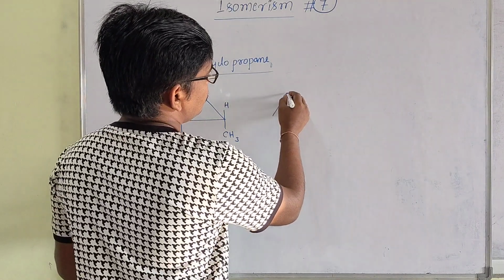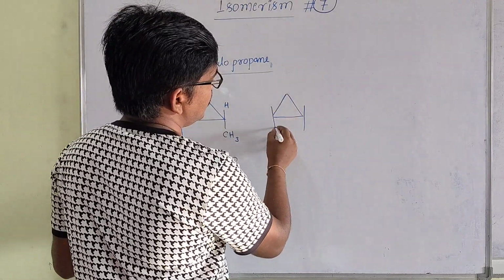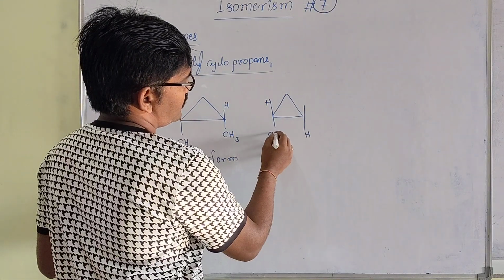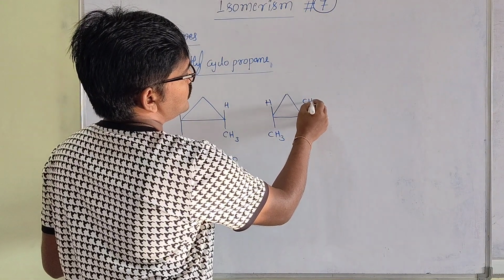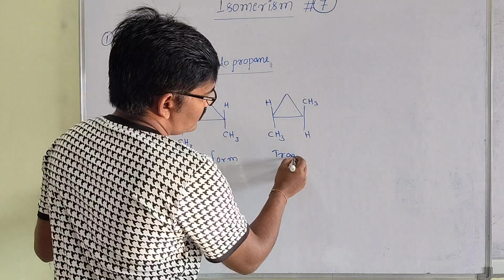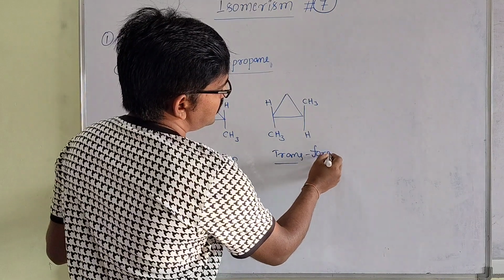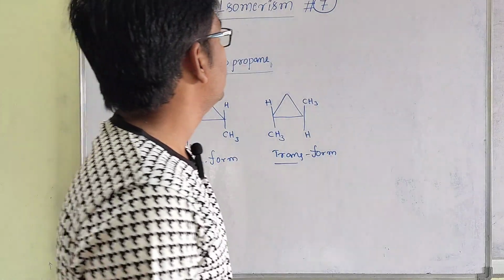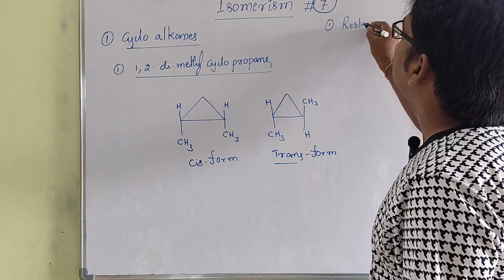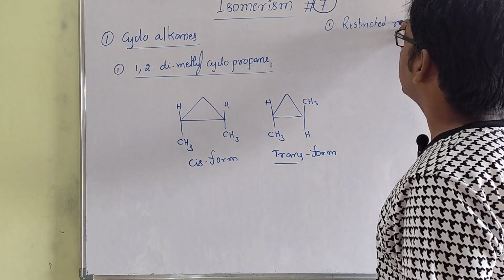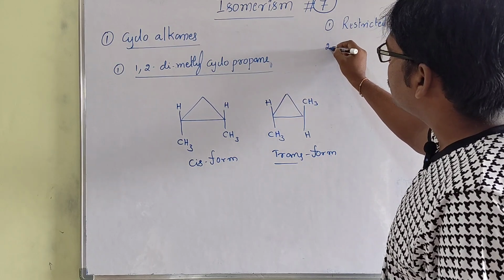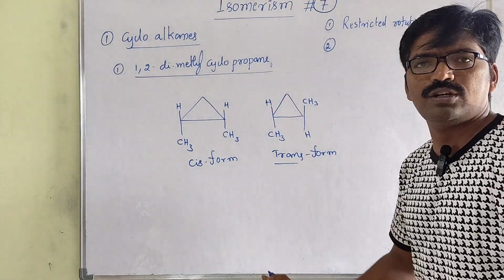If the identical groups are away from each other, like this, CH3 and CH3, then we call it the trans form. Now see whether all these conditions are followed or not. Condition number 1, restricted rotation: yes, in cycloalkanes restricted rotation is possible for both.